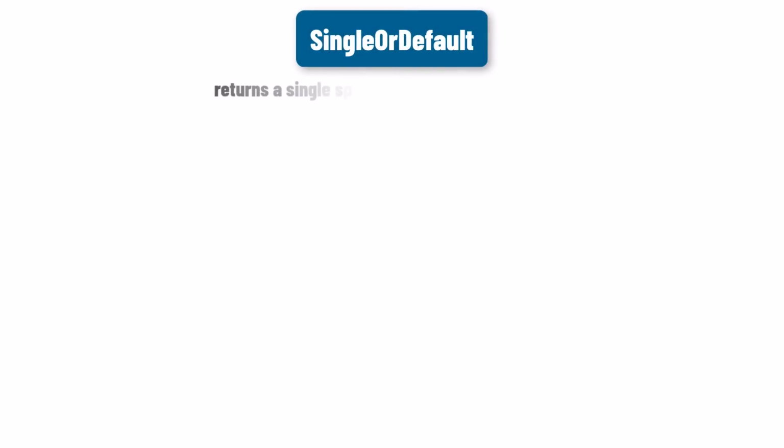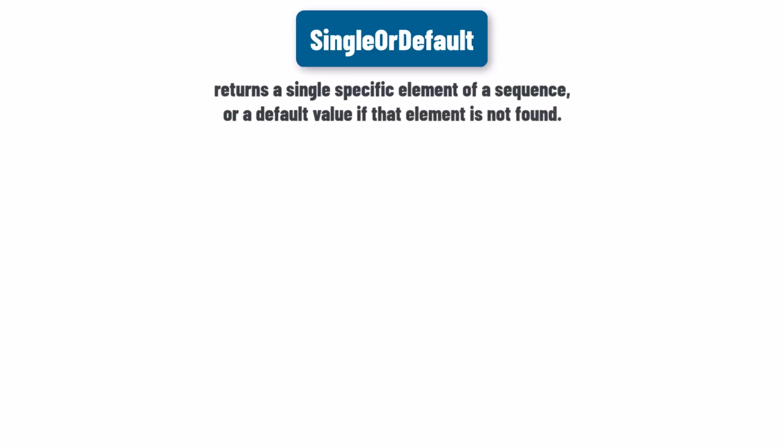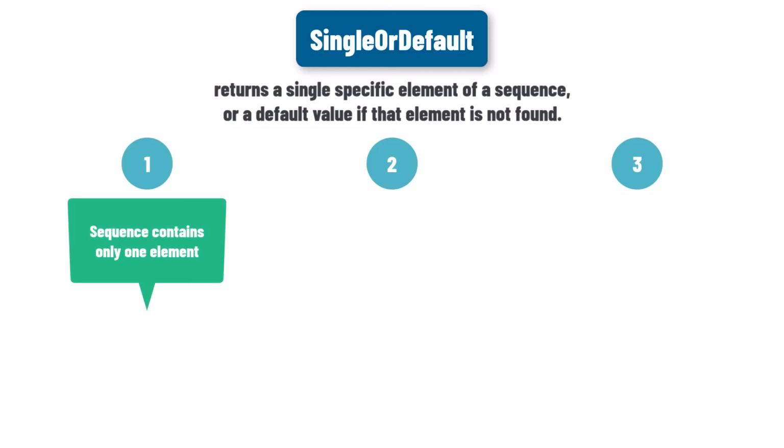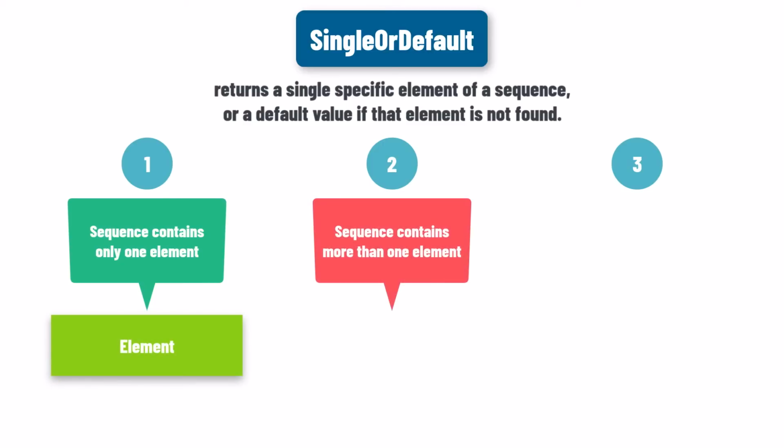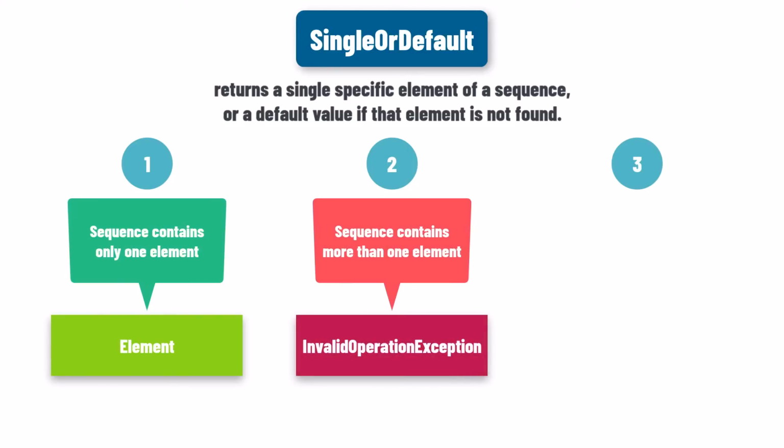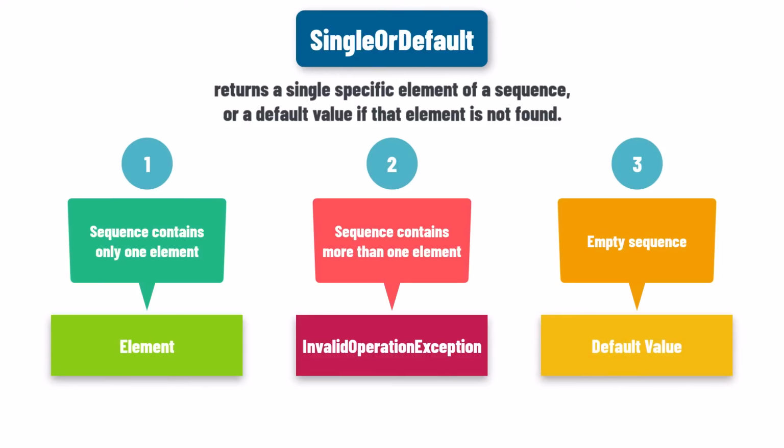It returns a single specific element of a sequence, or a default value if that element is not found. Using this method we have 3 different scenarios. The first one is a sequence that contains only one element. Here the element will be retrieved. The second one is a sequence that contains more than one element. In this case, an invalid operation exception will be thrown. The third one is an empty sequence. In this case the default value will be retrieved.